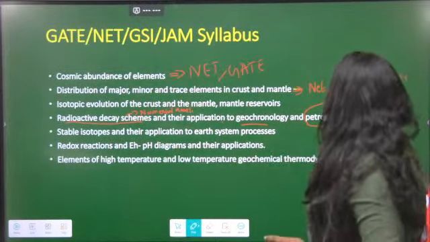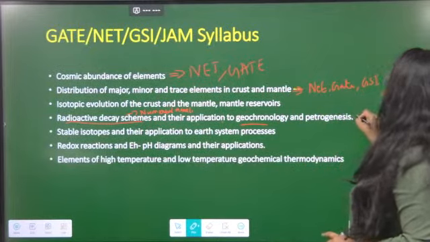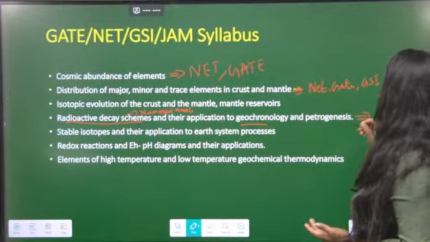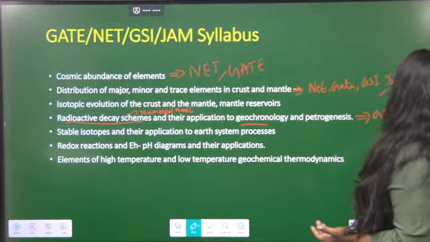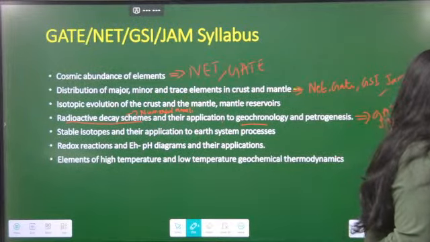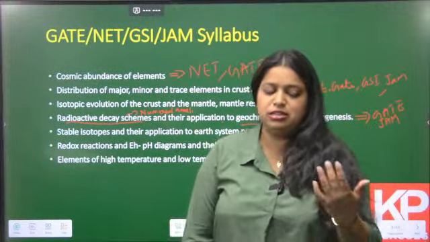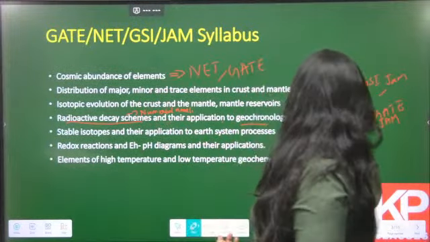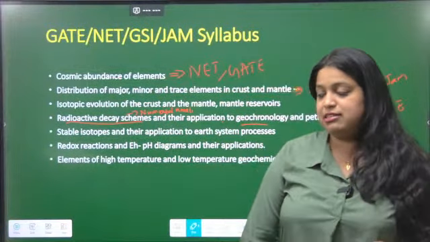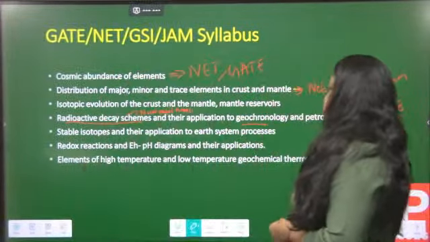So this second chapter, I would say, when you compare with the exams, is very important in GATE and also important in JAM examination, rather than other exams, NET and GSI. This entire section is very important for GATE and JAM exams. Next one is stable isotopes and their application to Earth system processes.